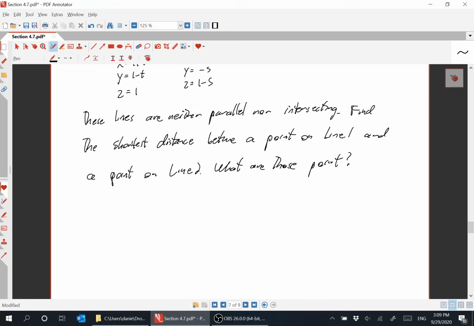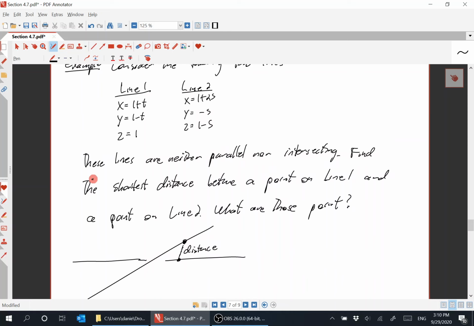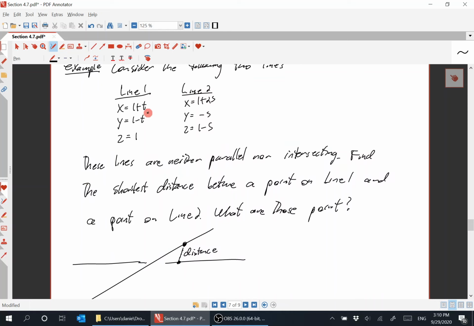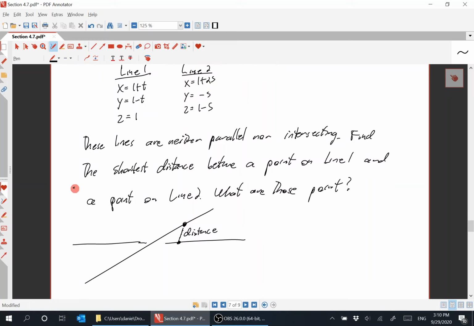Okay, so just a visual aid here. We've got these two lines. They're not parallel and they don't intersect. And we're looking for somewhere where these two lines have the shortest distance between them. All right? So the distance between a point on this line and a point on that line is given by the distance formula.